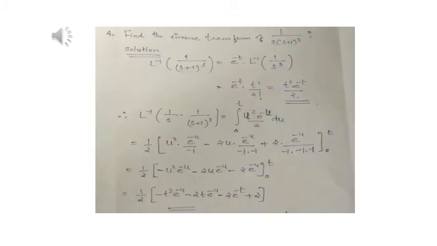Fourth question, find the inverse transform of 1 by s into s plus 1 the whole cube. So here we can see that there is a 1 by s. So we can use the first integration result. That is, if L inverse of f of s is equal to f of t, then L inverse of 1 by s into f of s is equal to integral 0 to t f of u du. Okay, so here first of all we have to take the f of s. Leave the 1 by s there.